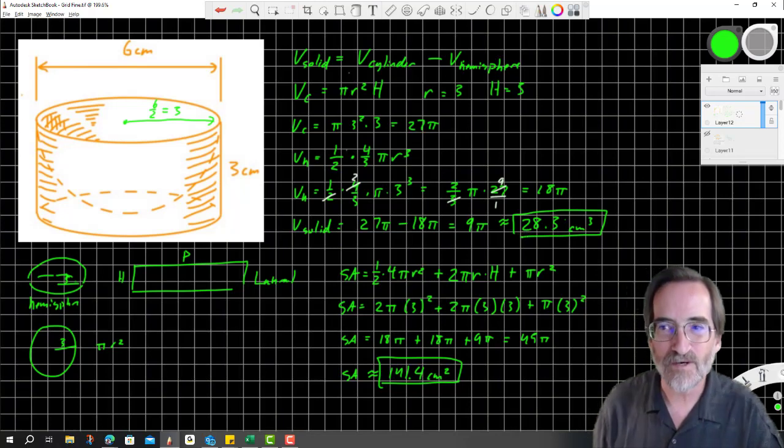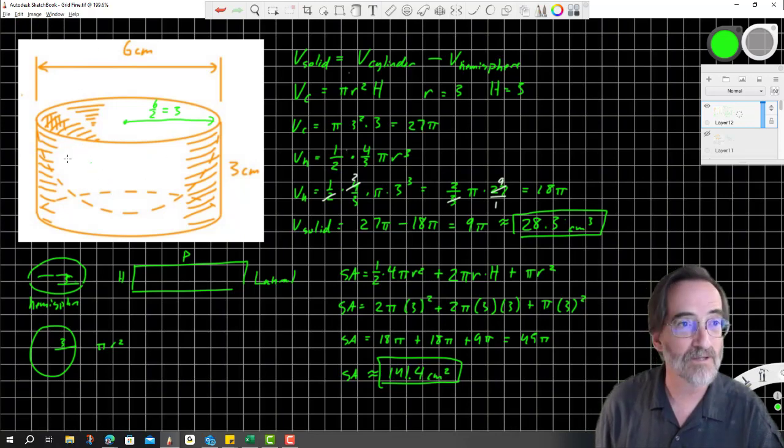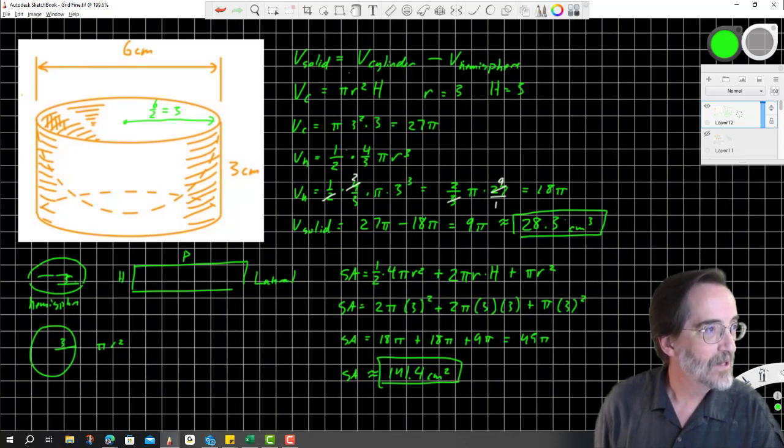Considerably more surface area than volume. And that's because it's concave, so that's going to increase the surface area while decreasing the volume. All right, that is it.